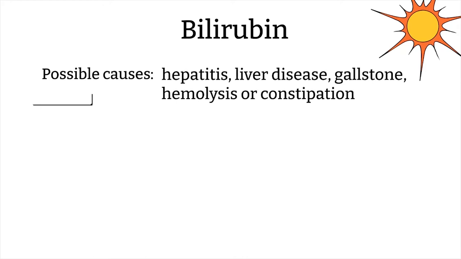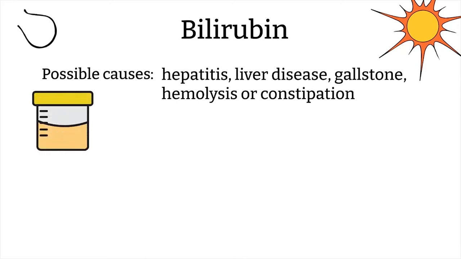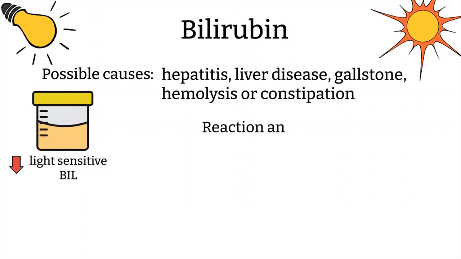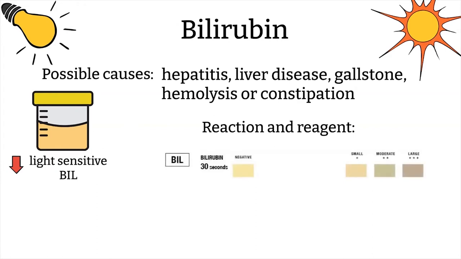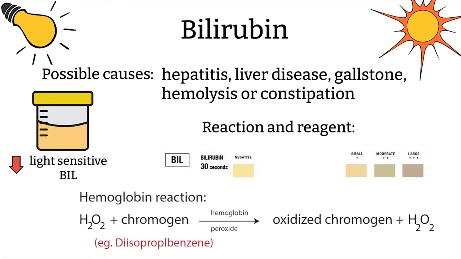Bilirubin. A small amount of bilirubin in urine is normal. However, an increased amount could indicate some serious health issue, including hepatitis, liver disease, gallstones, hemolysis, and constipation. Bilirubin is light sensitive, so the urine should be tested as soon as possible and protected from light after collection. The pad for the urine test is read between 30 seconds to 60 seconds after dipping. The chemical pad color changes from light yellow to tan. These colors correspond to the level of bilirubin from negative to large amount of bilirubin. And here are the reactions and reagent.